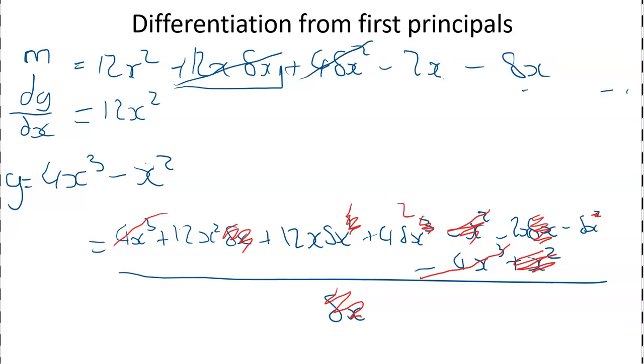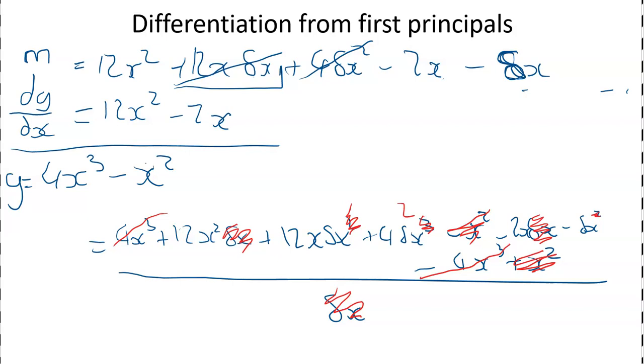Minus 2x, well, there's nothing wrong with that. Let's have a minus 2x there, thank you. And minus delta x, that's not an 8, that's a delta. So minus a small change in x there, well, that's going to tend to 0, so that's going to go. So we get our gradient as 12x squared minus 2x.